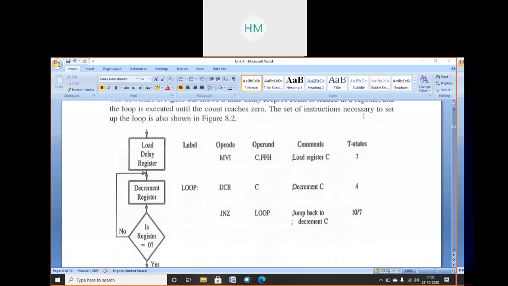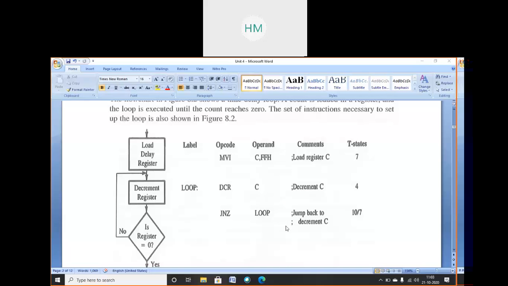So I will write it in this way: (count - 1) into 4 plus 10. This is not the overall. This is the number of T states that elapse when count is not 0. As long as it is not 0, this many states will apply.